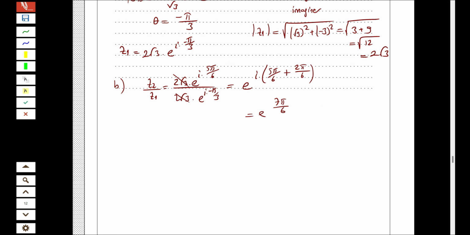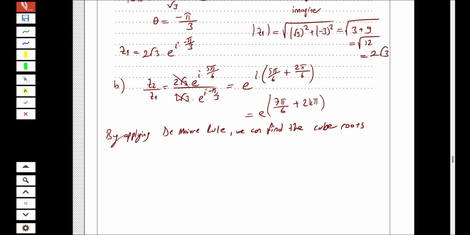To find the roots of this complex number, do not forget to add 2k pi to the angle, because as k changes, you can find the roots of this complex number. By applying De Moivre's rule, we can find the cube roots. So e to the power of i times 7 pi over 18, because we are dividing all of the angle by 3, plus 2k pi over 3.